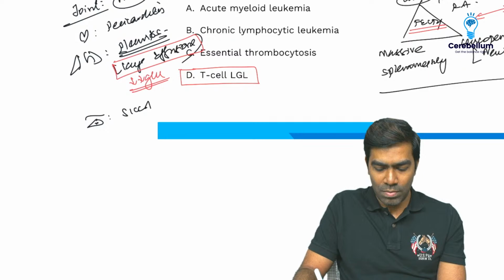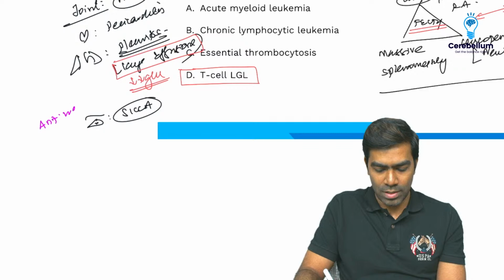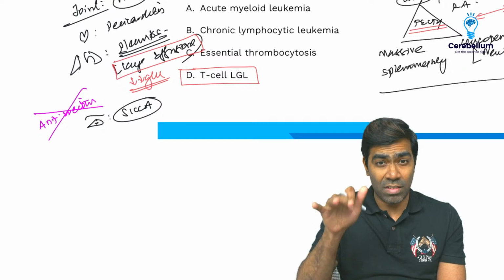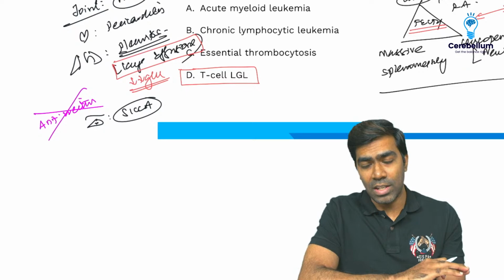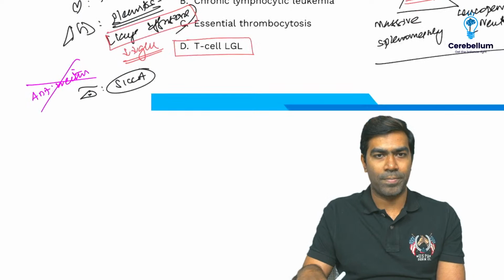One of the most important negative points that you need to know with regards to the eye manifestation of rheumatoid arthritis is the fact that they never ever cause anterior uveitis. Anterior uveitis is a manifestation of seronegative arthropathies. Anterior uveitis never ever occurs in seropositive arthritis like rheumatoid arthritis. It's not possible. If there is one thing that doesn't occur with rheumatoid arthritis, that is anterior uveitis. Please keep that in your mind. Never answer that wrong. Multiple times asked question.